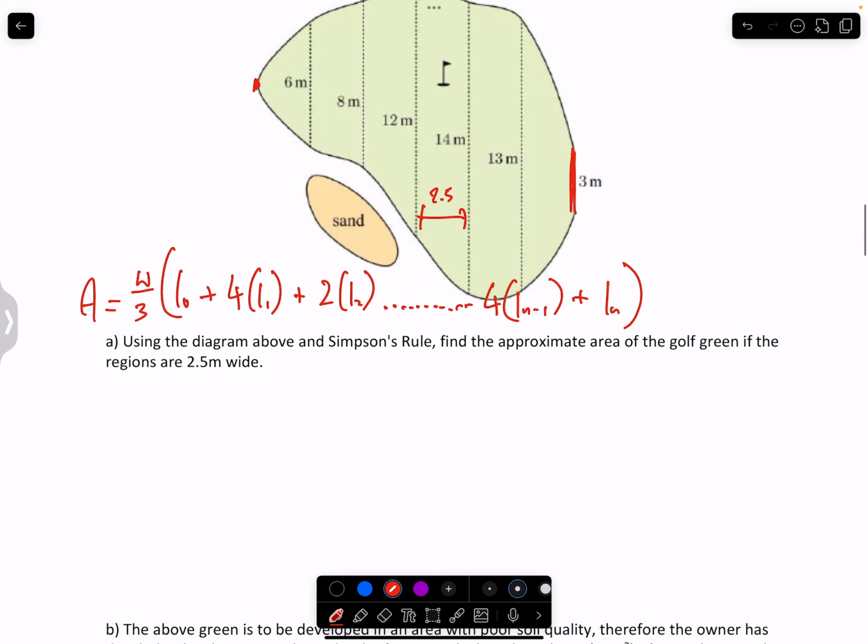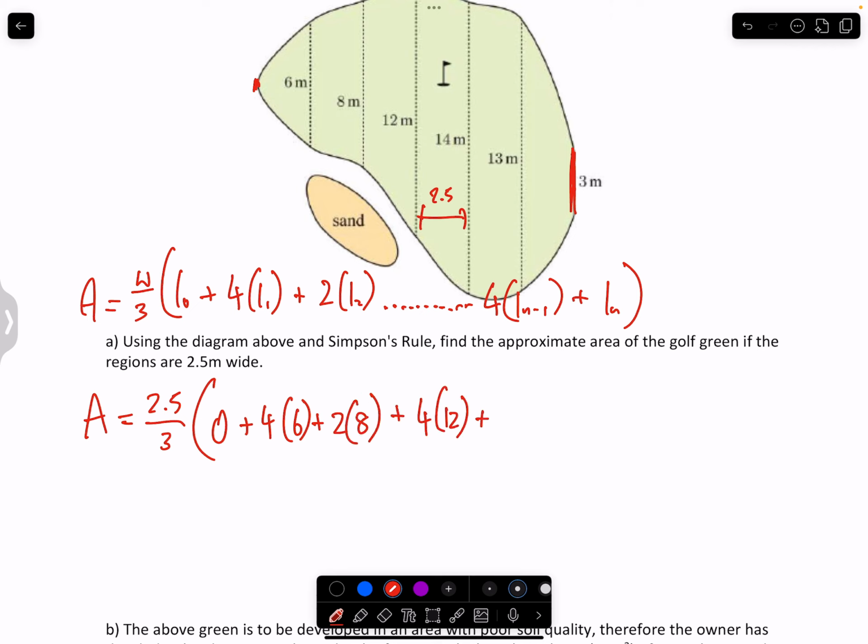So how do we translate that to this? A is equal to, it is 2.5 meters wide, over 3. Length 0 is a point, so it has no length, plus 4 lots of length 1, which was 6, plus 2 lots of 8, plus 4 lots again of 12, plus 2 lots again of 14, plus this second to last one is 13, which is multiplied by 4, plus the last length, which is 3.